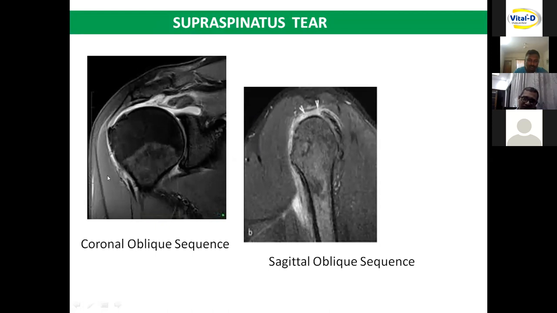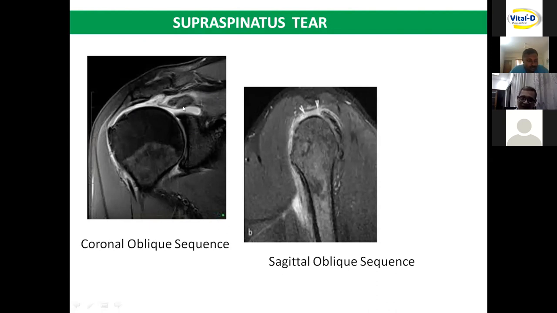In this coronal oblique view, you can see the deltoid muscle here. That is the glenoid and the supraspinatus muscle. This is a whole muscle tendon tear, and it is retracted up to the glenoid. You can see some change of fatty infiltration in the muscle, and it is retracted. This indicates a massive tear with retraction and fatty infiltration.